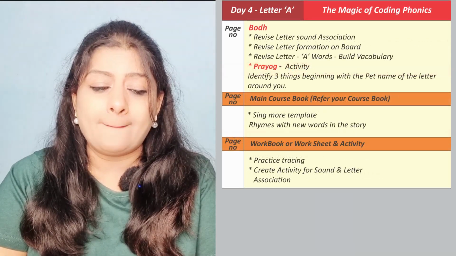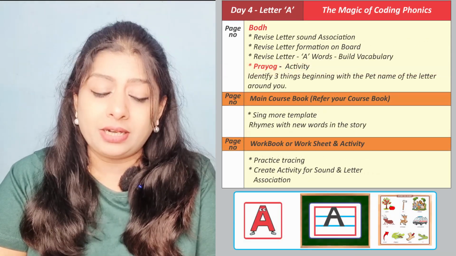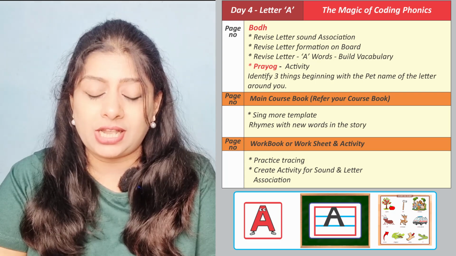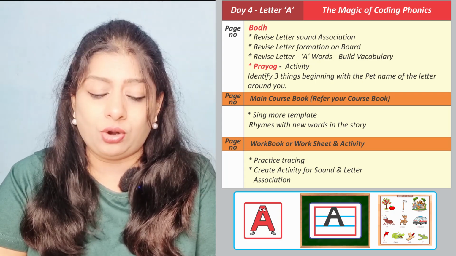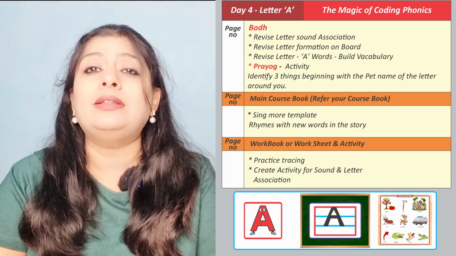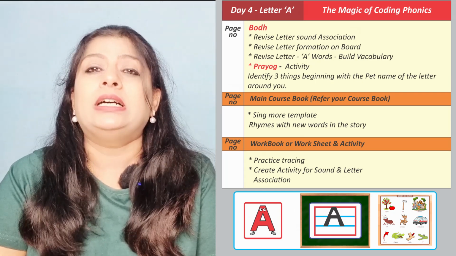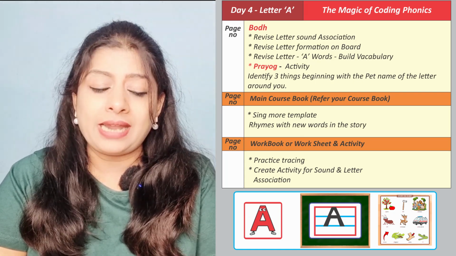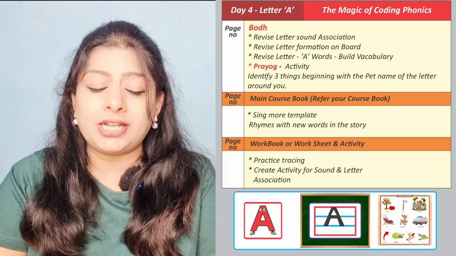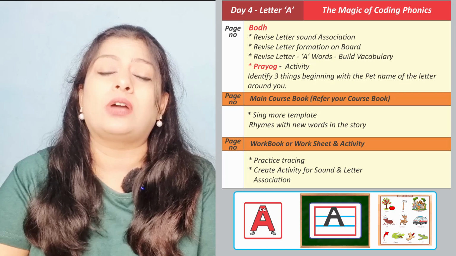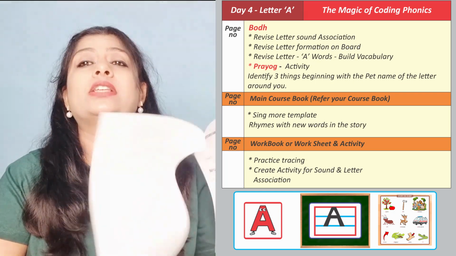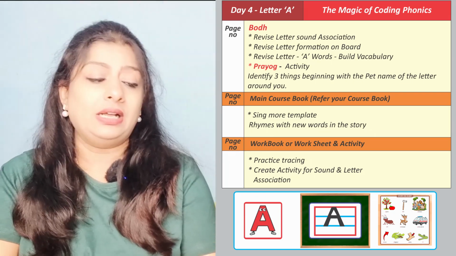Finally, on day number 4, we will revise letter and sound association. We will revise letter formation on the board. We will revise all the A words which we heard in the story. Then as a part of Prayog, we will try to identify 3 things that begin with the phonic sound of the letter. Here the phonic sound is the pet name of the letter.